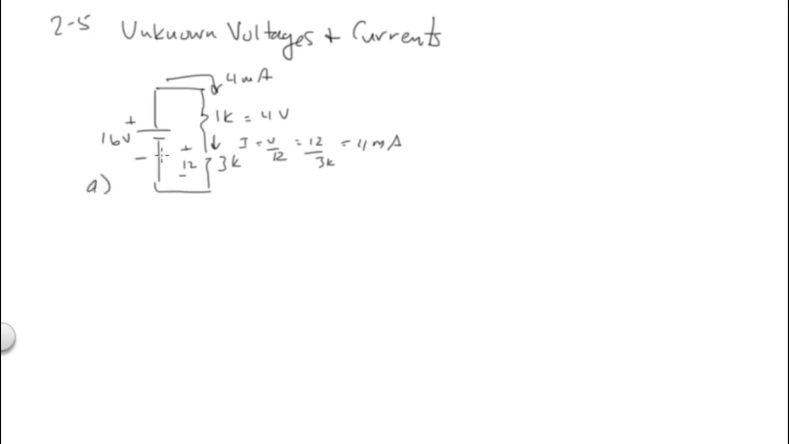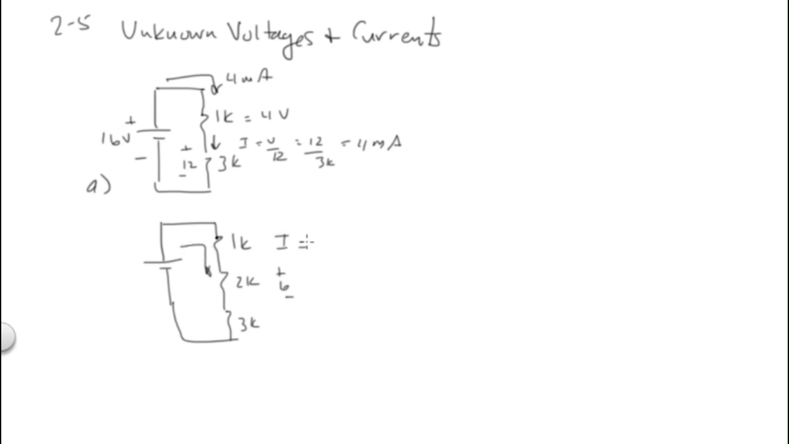B is an unknown voltage supply again, and I have a 1K with an unknown voltage, a 2K with 6 volts, plus 6 minus, so that tips us off to the current, and then a 3K with an unknown voltage. So I don't know this voltage, I don't know this voltage, I don't know this voltage, I just know this voltage, but I do know the current.